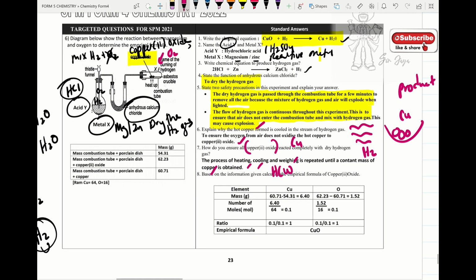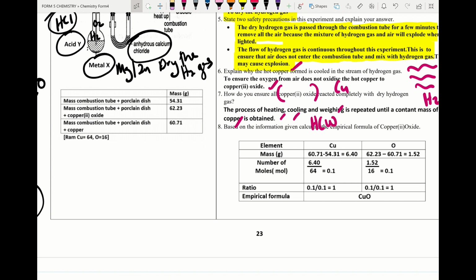Alright, so if the result is given, we try to find the mass of copper. How to find the mass of copper? We cancel the combustion tube and the porcelain dish, so we will have the mass of copper. So we take 60.71 minus 54.31, so we will get 6.40. How to find the mass of oxygen atom? We cancel the mass of the combustion tube, porcelain dish, and copper, so we will have oxygen. So 62.23 minus 60.71, we will have a mass of 1.52. So I put the unit here.